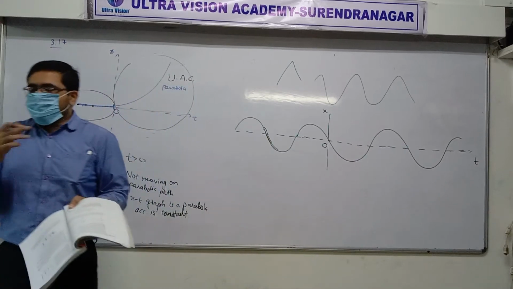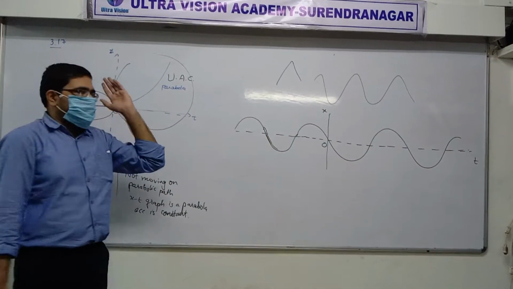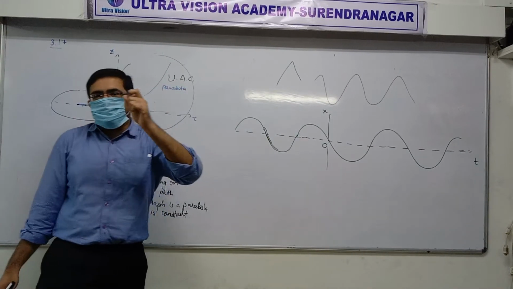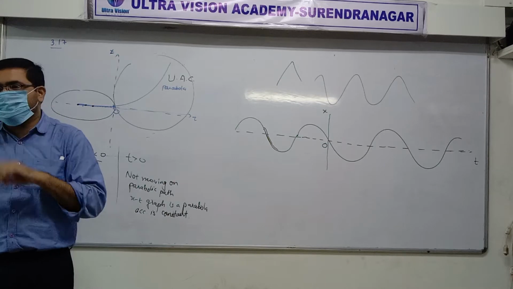Now, which graph are we talking about here? Which graph is it? The x-t graph. Very good. So, quick questions. First of all, how do you find velocity from the x-t graph?